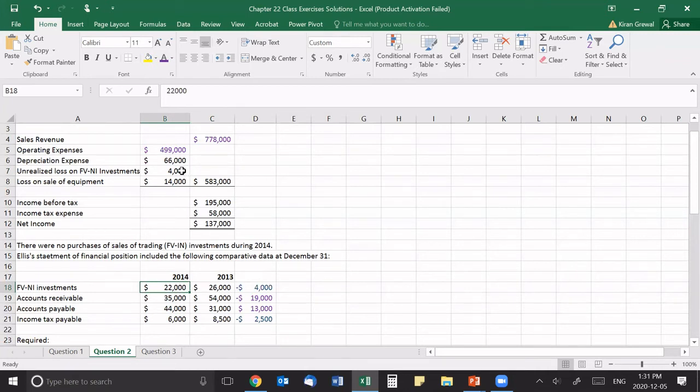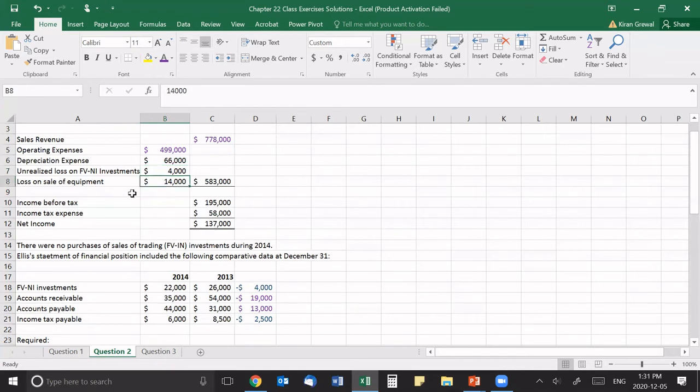So the journal entry would have been to debit the loss and credit the fair value net income investment asset account. Okay, so there is no cash involved with that. The only time cash would be involved with investments is if you bought or sold the investment during the year, and that would go into the investing activities, not the operating activities. So we're not going to add this to our cash flow account. We're only adding things that affect cash.